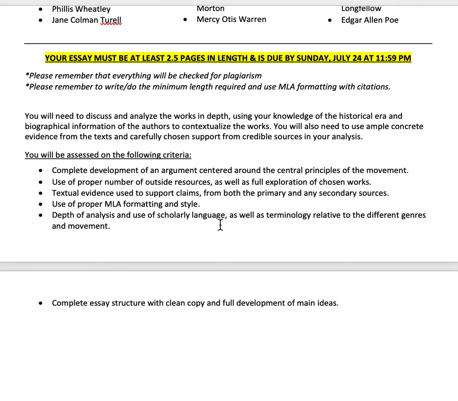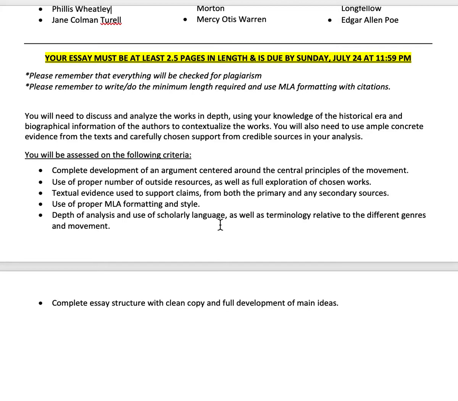Make sure that you're using the proper number of sources, so that's one at least. You will need to include a bibliography, which should have at least two entries on it. It should have the text that you're analyzing, and it should have the outside source. And do note that when you cite a passage from the text, it needs to be cited as the author who wrote the text, not the editor of the textbook. So just keep that in mind.